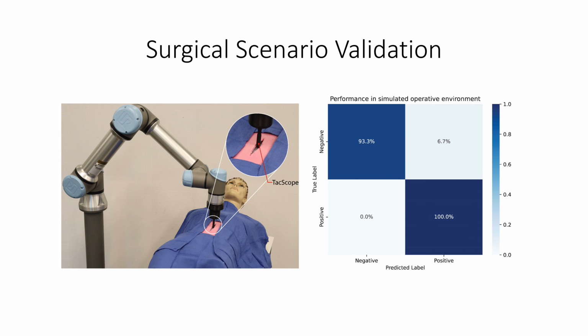Finally, to validate TacScope in a realistic surgical setting, we conducted tests using a soft phantom with an embedded tumor placed inside a full-size mannequin. A small incision was made to mimic the limited access of minimally invasive surgery. The TacScope sensor, mounted on a UR5E robotic arm, was inserted through the opening, as shown here. Data were collected under restricted space and visibility conditions. We acquired 60 tactile samples, 30 from tumor regions and 30 from healthy areas. These were not used during training. The pre-trained classifier was tested directly and achieved an accuracy of 96.67%.